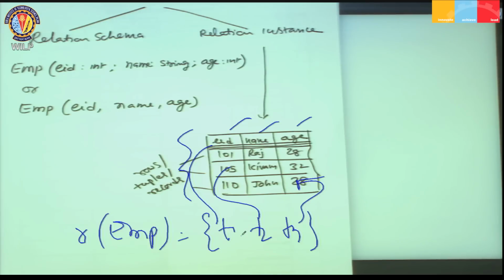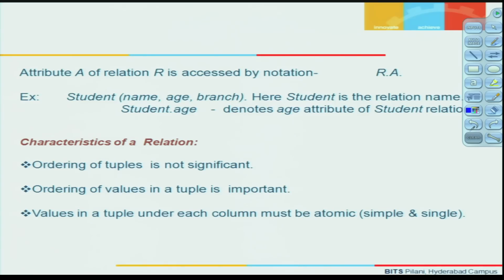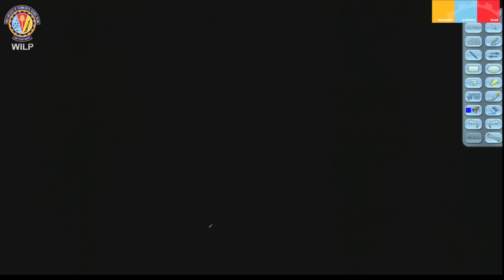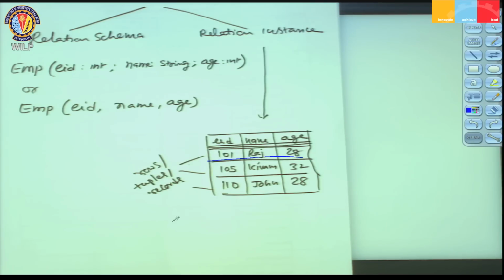I already told that I will be using the terms relation instance and relation interchangeably. That is why the ordering of these tuples is not going to be significant, and it can be anything. The third tuple can come first and the first can go to the last, and so on. But the ordering of the values in a tuple is very, very significant. If you take the first tuple from our previous example, what is the ordering of the values? 101, Raj, 28. This is an ordered list of values. That is why the order cannot change.